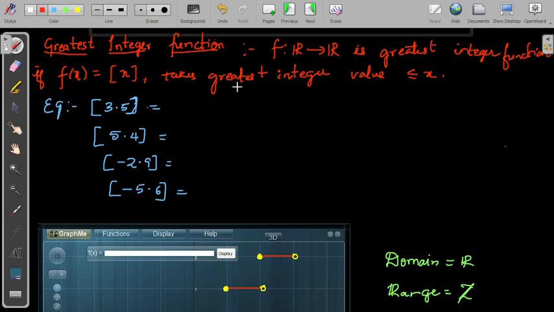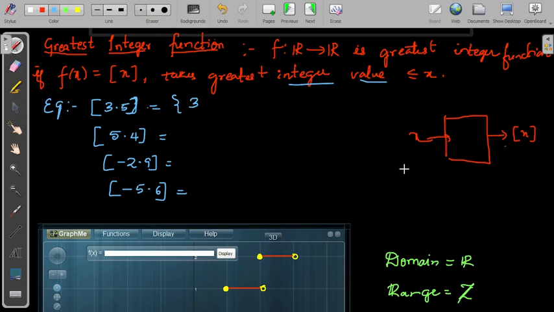So the greatest integer function gives you the output as an integer. Input is any real number x, and output is the greatest integer value less than or equal to x. For example, say I want to calculate the greatest integer of 3.5. First you list out all the integer values less than or equal to x. Equal to x is not possible because 3.5 is not an integer. So it starts from 3.